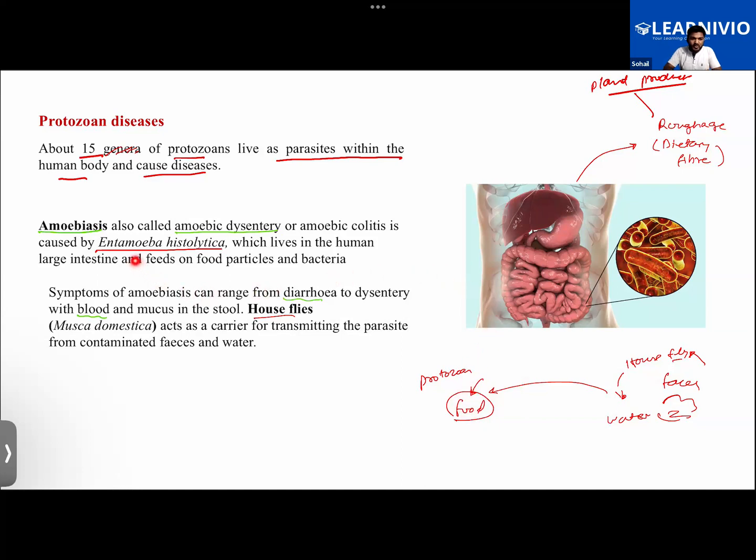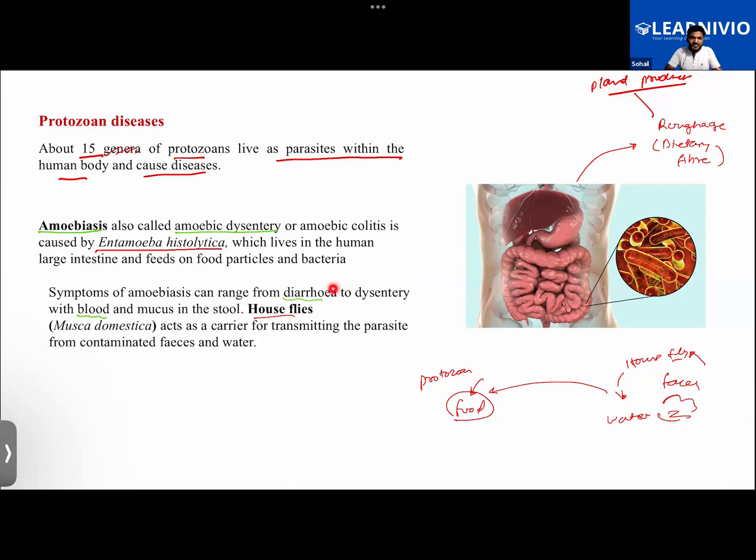Now, once the person consumes this, what will happen? This protozoa called Entamoeba histolytica goes to the large intestine. There, it will start to feed on the food particles, the food that you're eating. And there are also certain good bacteria living inside our gut, in our small intestine, large intestine, and stomach. So it will be damaging both. It will be stealing our food, and it will be damaging those good bacteria also.